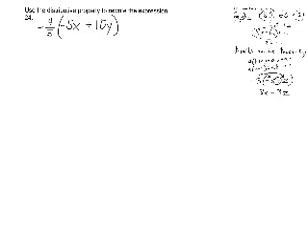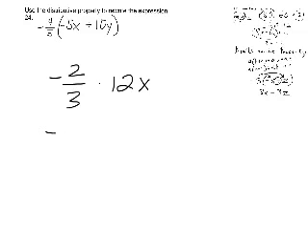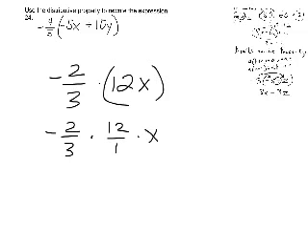Okay, no problem. What about negative 2/3 times 12x? What do we do there? Well, the 12x means 12 times x, right? So if you want to think of it this way, you can say it's 2/3 times 12 over 1 times x. Actually, the associative property allows us to do that, since these are associated.